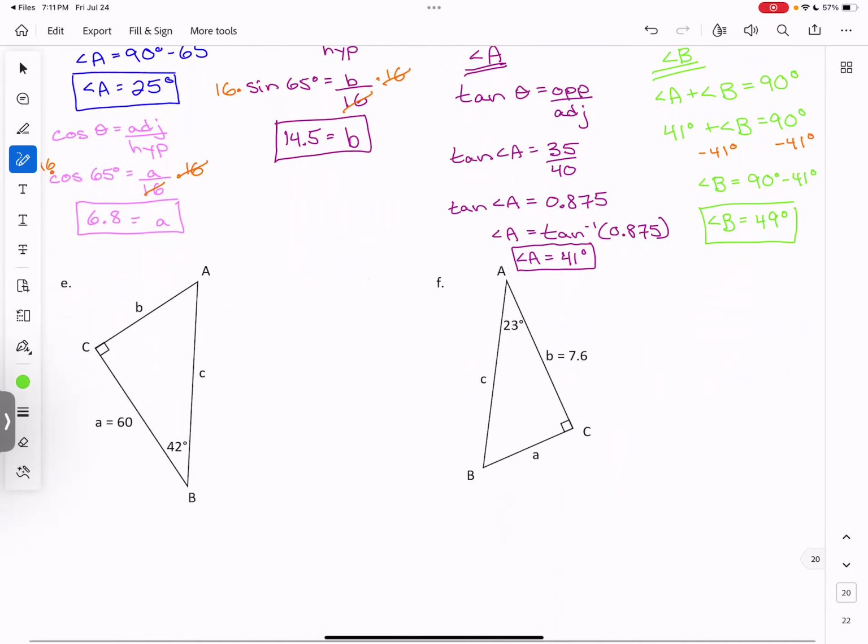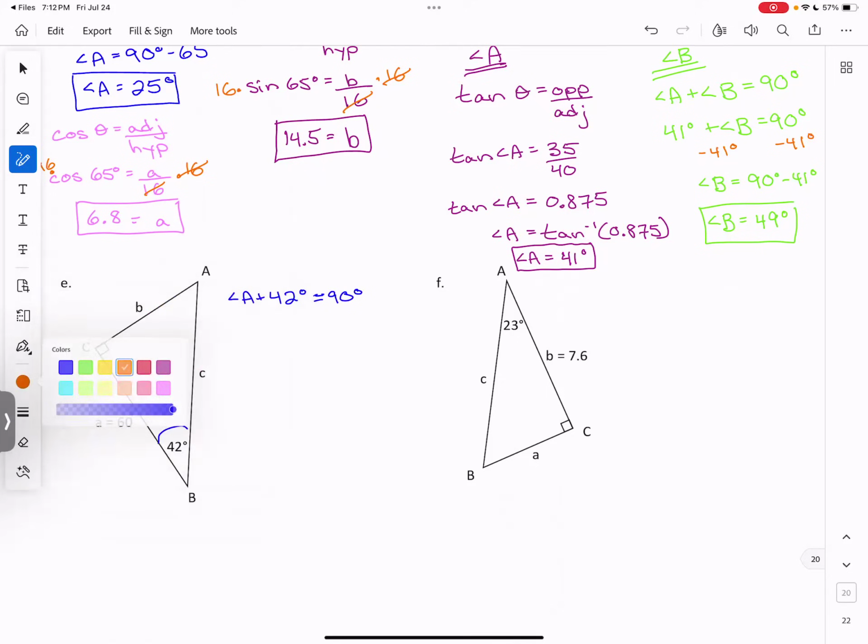Okay, let's take a look at the next one. So where to start here? Well, I think I'll start with SOHCAHTOA. Actually, let's start with angle A. I know angle A plus 42 degrees has to equal 90. So we can subtract 42 from both sides.